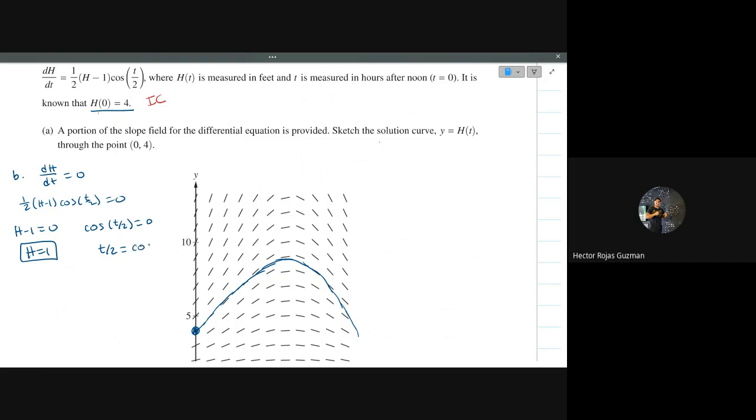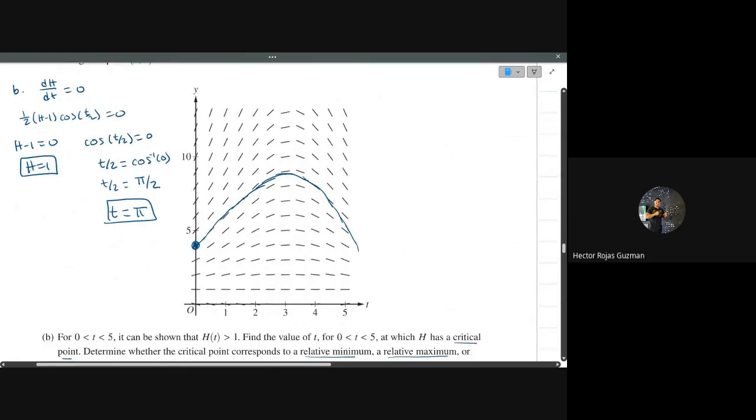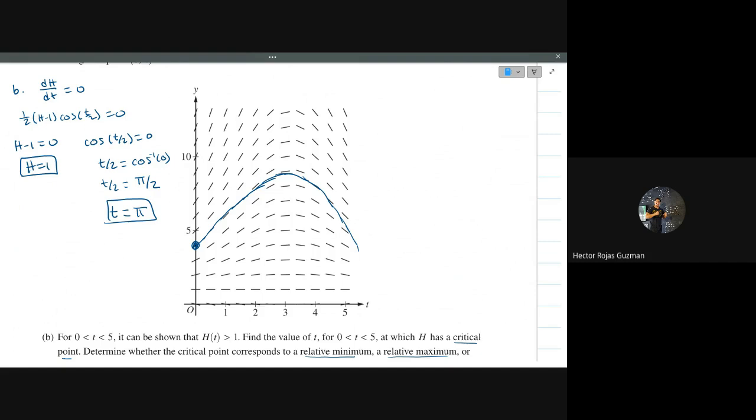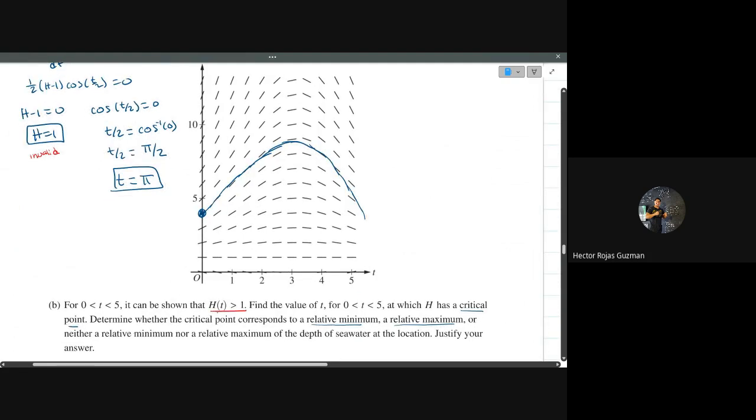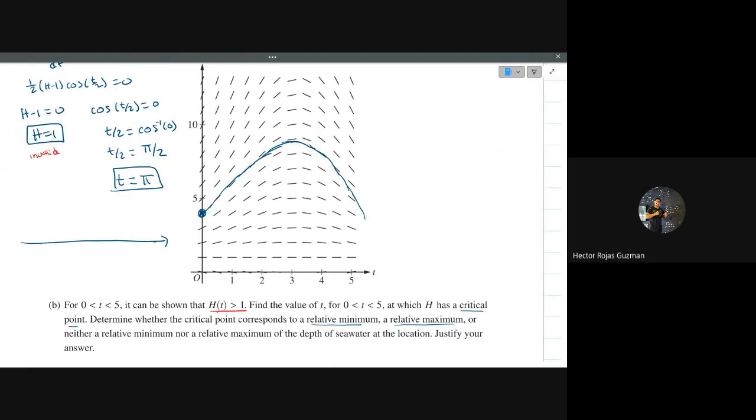This one, I'm going to have to find cosine inverse of 0. So think about your unit circle. When in the unit circle does cosine equal 0? Well, the answer is going to be at pi over 2. And technically, there's more answers, but I'm going to stick with that one for now. Multiply by 2, and there's your second critical point. Now, h equals 1, I'm going to say that it's going to be invalid since it does say that h of t is greater than 1. So we're only going to be focused on pi as the only critical point.